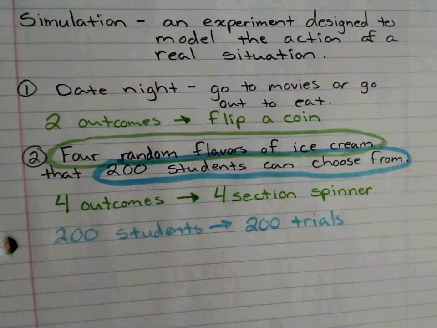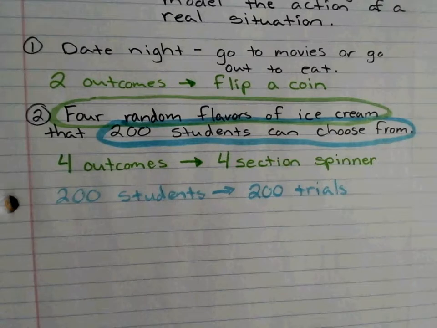Now, is it going to be exact? If I land on vanilla 50 times, does that guarantee that there's 50 students that are going to choose vanilla? No. It's just a simulation. Probability is just an estimate. It's never exact. So theoretically, maybe vanilla will be chosen 50 times out of the 200. Experimentally, what actually does happen might be a little bit different.